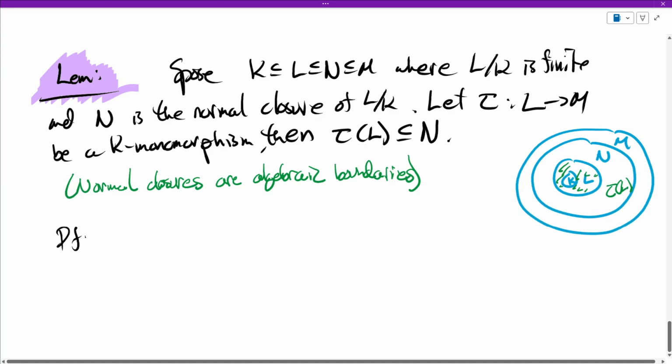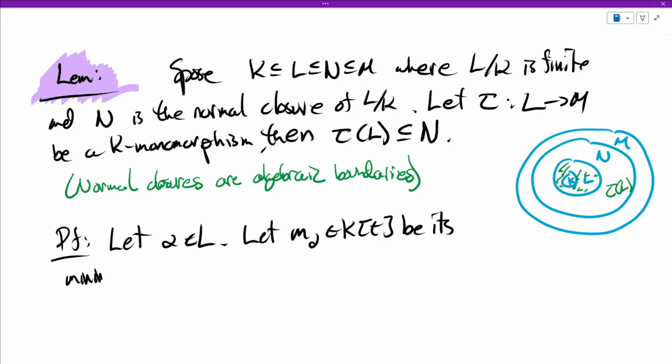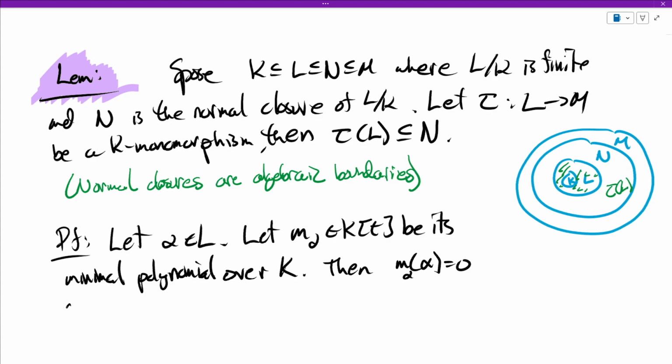Proof. Let's take some alpha in L, and let M alpha be the minimal polynomial over K. Again, L over K is finite, so every element is algebraic, so it has a minimal polynomial. Then M alpha of alpha is 0, and tau is a K monomorphism.